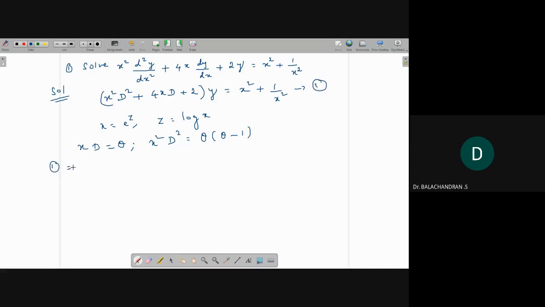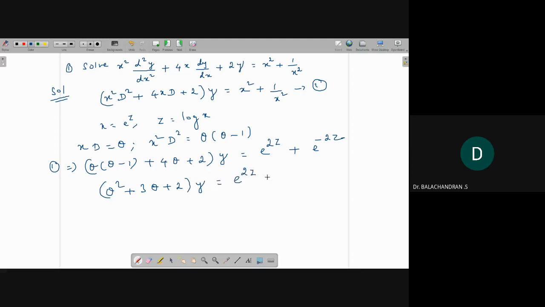Equation 1 implies theta into theta minus 1 plus 4 theta plus 2, into y, equal to x square plus 1 by x square. x is equal to e power z, so x square is e power 2z, and 1 by x square is 1 by e power 2z, or e power minus 2z. Now simplify the left hand side: theta square minus theta plus 4 theta is theta square plus 3 theta, plus 2, into y equal to e power 2z plus e power minus 2z.